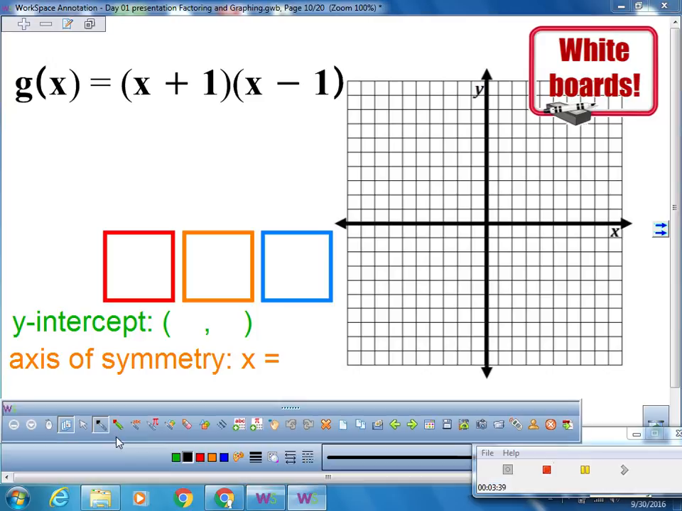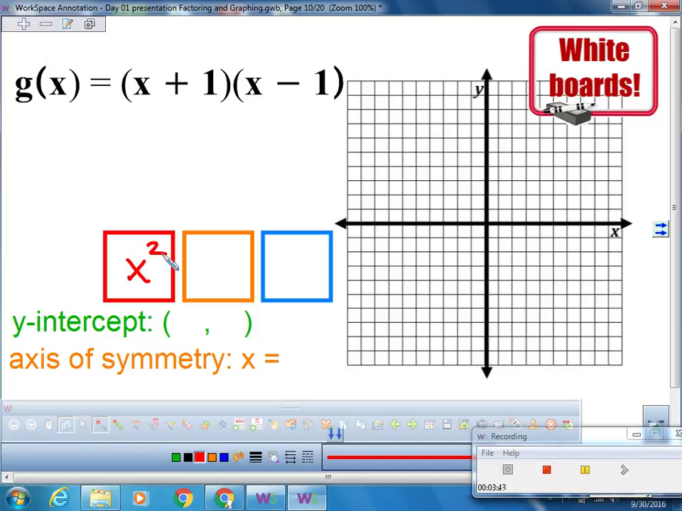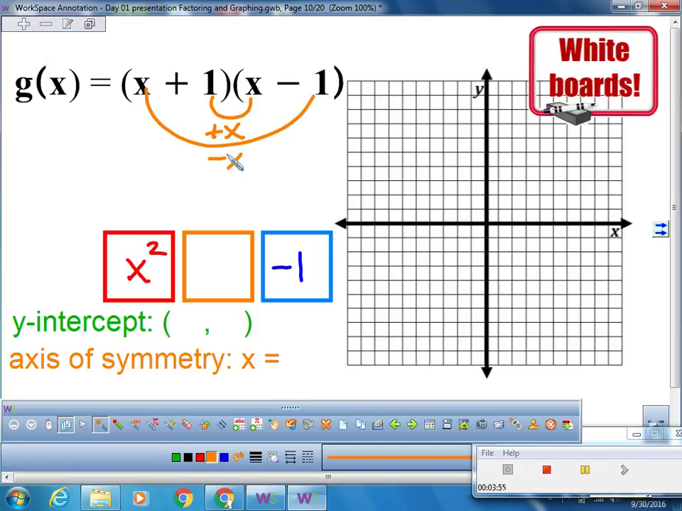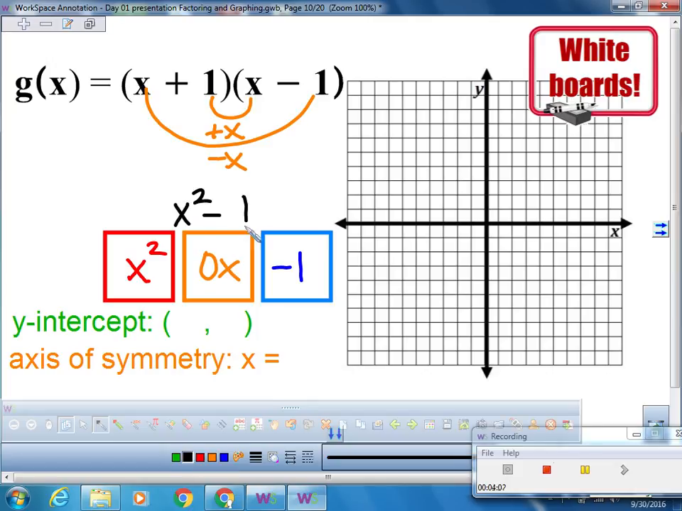So I have my first, which is my x times my x, which is x squared. Then I have my last, 1 times negative 1 is negative 1. And then I have my rainbows, positive x and negative x makes no x. This is actually called something. Does anybody remember? When I have 2 binomials and they have opposite signs and the same constant, do you remember what that's called from Algebra 1? It is called the difference of 2 squares. It's a special product.